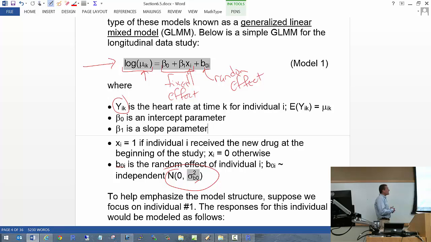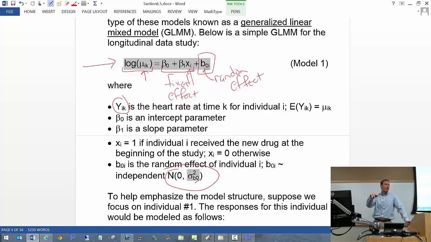So essentially what we're saying in this kind of model structure is that the responses within an individual are correlated. And to take into account that dependence, we're going to have this realization from a normal distribution that's going to be shared by each of the y's, you could say.